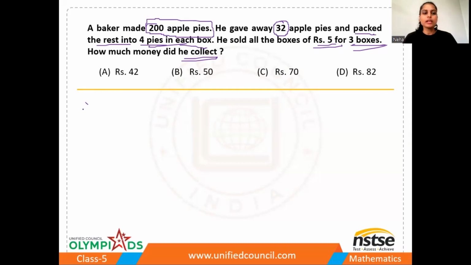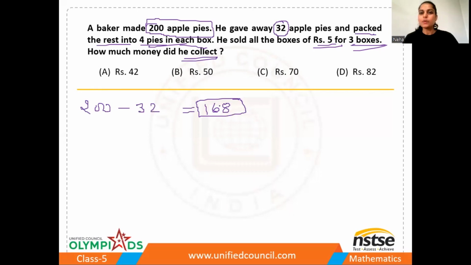Okay, so in total he has 200, 32 he gave away. So how many left? 168, right? 200 minus 35 is, sorry, I wrote it incorrectly. This is 32. So this is 168, right? 168 pies now he is going to pack.